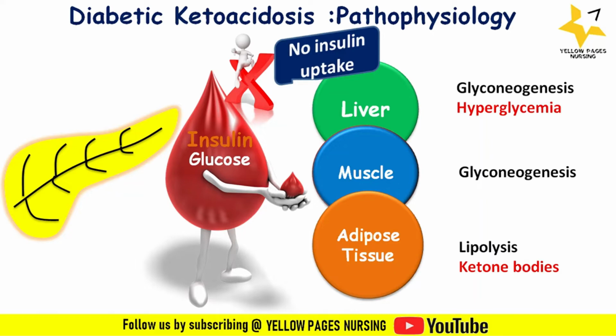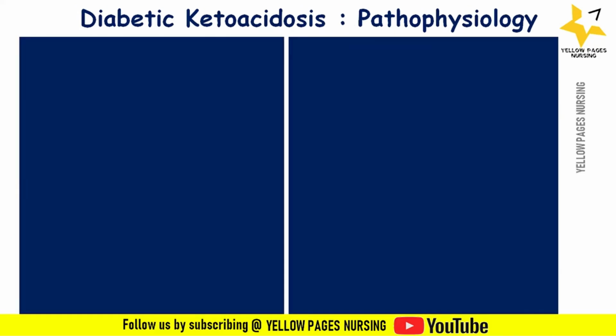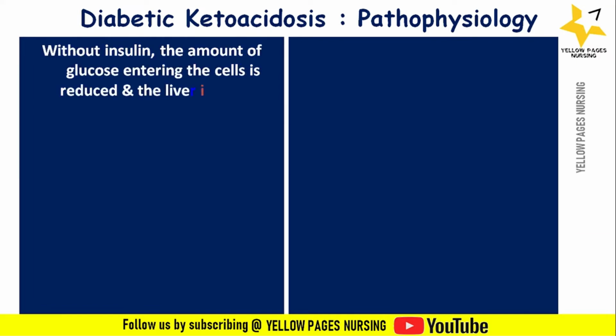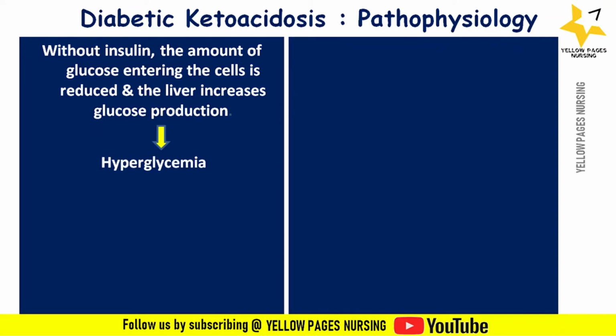So, looking into the pathophysiology of diabetic ketoacidosis, without insulin, the amount of glucose entering the cells is reduced and the liver increases glucose production. This leads to hyperglycemia. In an attempt to get rid of the body's excess glucose, the kidneys excrete the glucose along with water and electrolytes, for example, sodium and potassium.